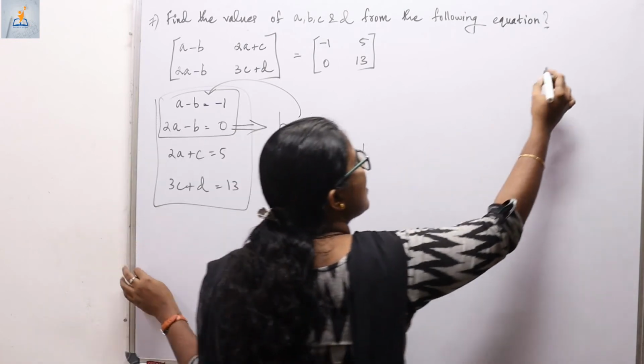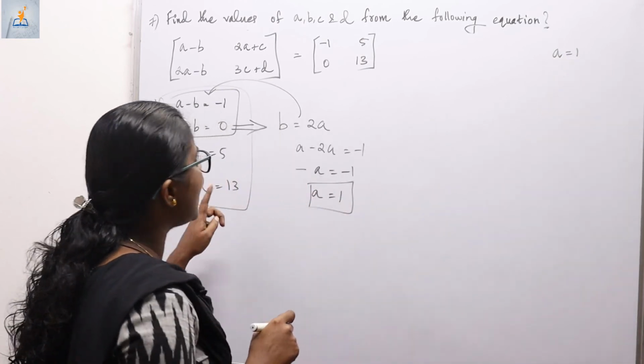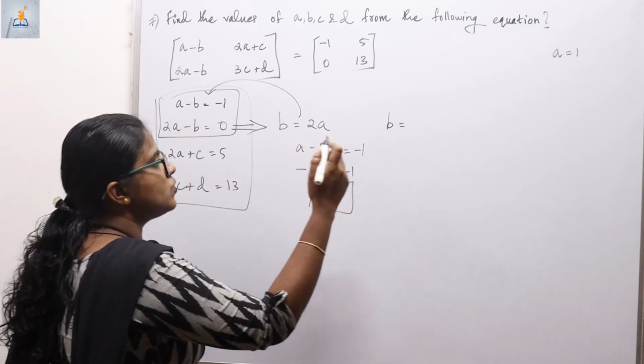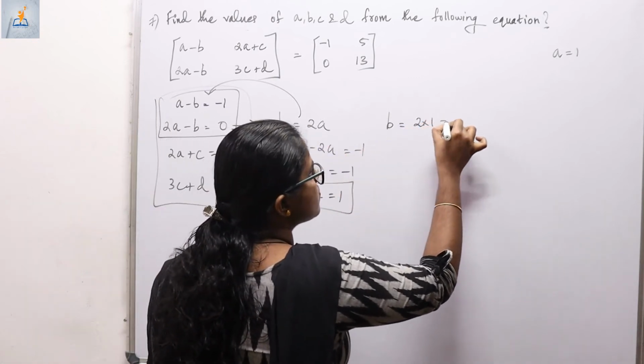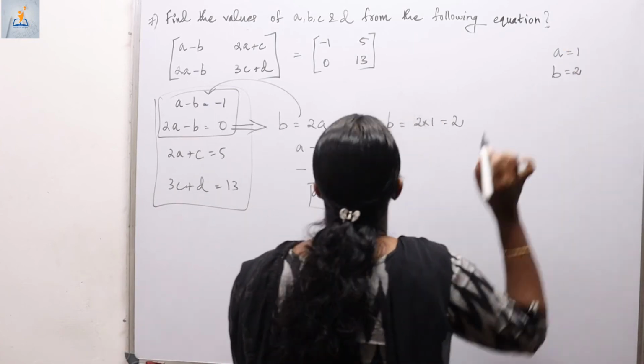So we got the value of a as 1. So since the value of a is 1, it is easy to find the value of b, because b is 2 times a, that is 2 times 1, that is 2. So we got the value of b as 2.